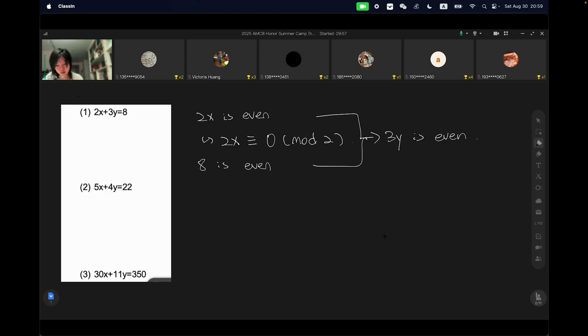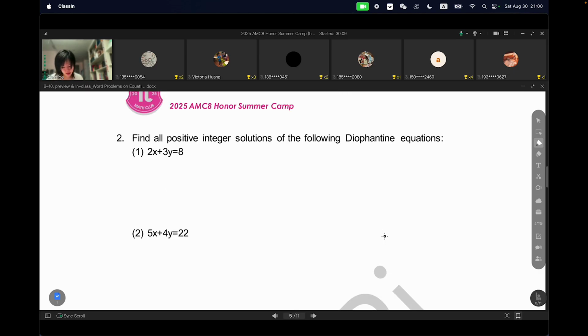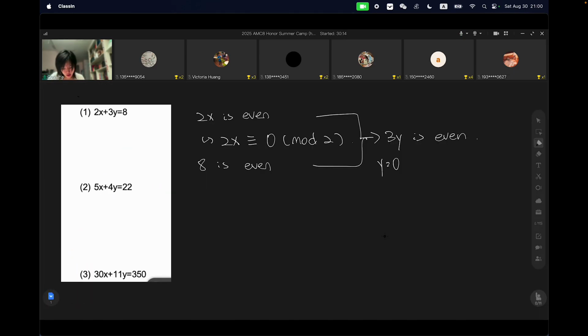Y is equal to 0. When y is equal to 0, then x will be equal to 4. However, if we go back to the original problem, it says that only positive integer solutions. So y cannot be 0. And the first number after 0 that is even is going to be 2. So y is equal to 2. And if that is true, then x will be equal to 1. And that's our solution.